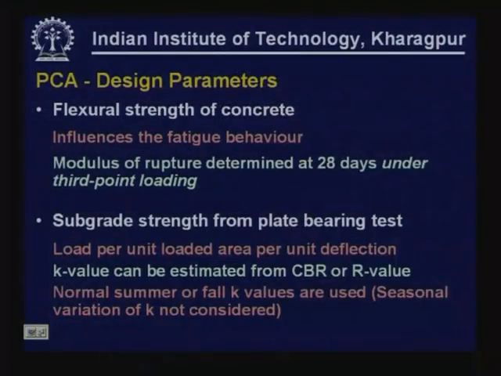Subgrade strength has to be obtained by conducting a plate load test. This is what is recommended by Indian Roads Congress also. The load per unit loaded area per unit deflection is the modulus of subgrade reaction. This we already know. PCA also suggests that K value can be estimated from California bearing ratio value of the subgrade or its R value. It also recommends that normal summer or fall K values should be used. Seasonal variation of K is not normally considered.